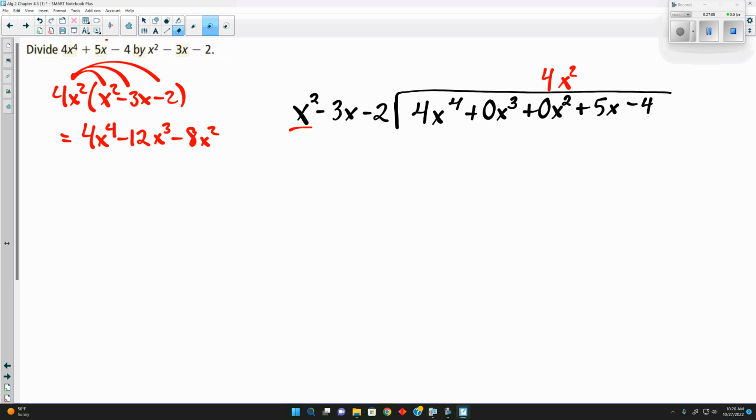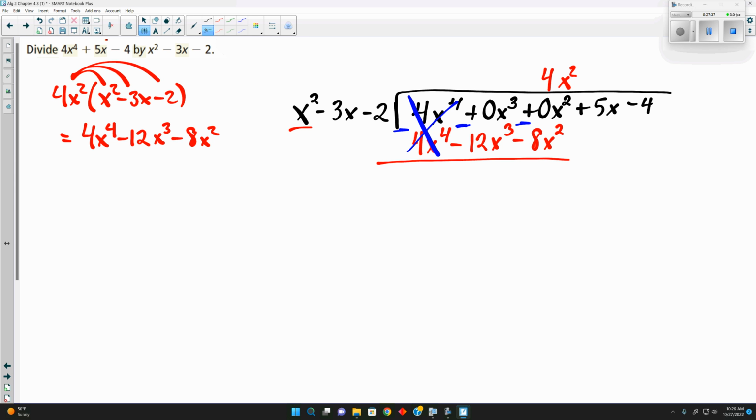And we can put it underneath. So 4x to the fourth minus 12x cubed minus 8x squared. And then we will subtract. Questions on this so far? So 4x to the fourth minus 4x to the fourth is 0, just like we wanted.